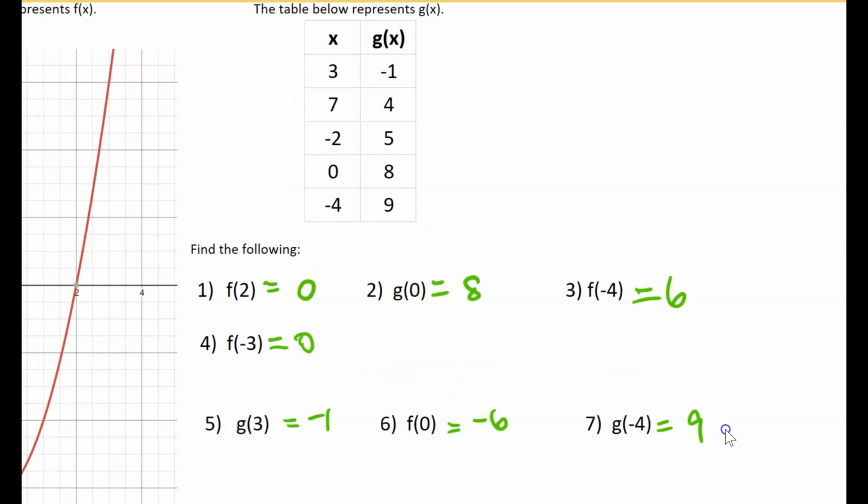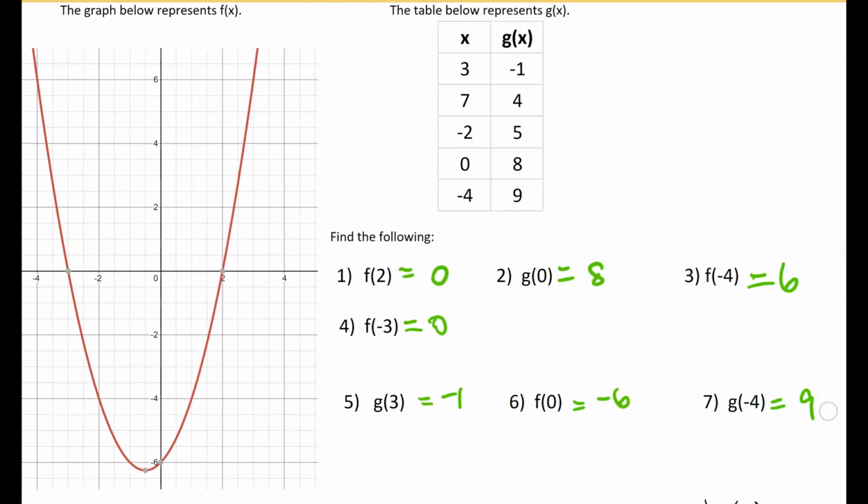But again, all we're being asked to do is to find what each of these are. And yes, if you don't have a graph or a table, you would plug in that x to figure out the corresponding y. But in this case, they gave us a graph and they gave us a table.